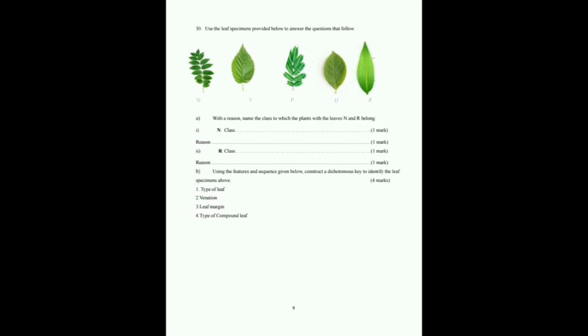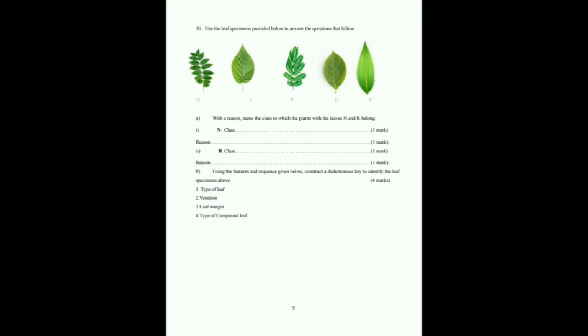We are at 2. So 2A, as far as the venation is concerned, number 2 there you are looking at venation. We have leaf network and leaf parallel. So when you look at the leaf network, we'll go to 3 because there are also more than 2. We cannot end there. But when you look at the leaf parallel, we only have one leaf that is parallel, and that is leaf R. So we write R.